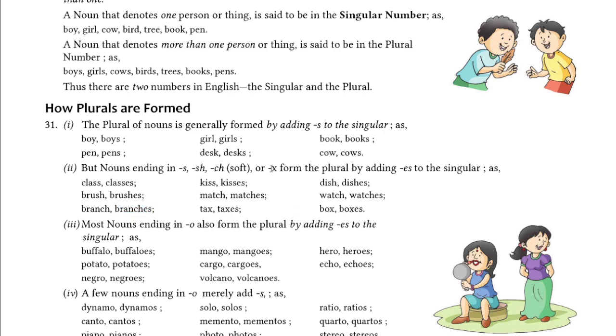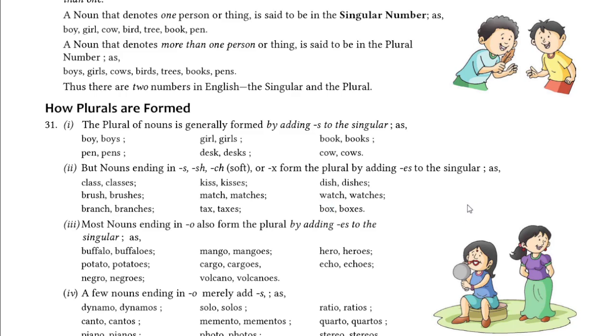Words which end in x, nouns in singular number ending in x, would take es to form their plural. For example, look at this word tax. It ends in x, and we would simply add es to form its plural, taxes. Now, box also ends in x, and we would add es to form its plural, boxes.